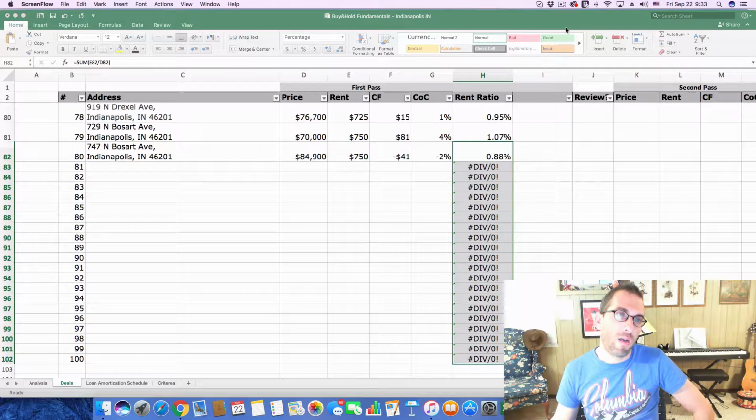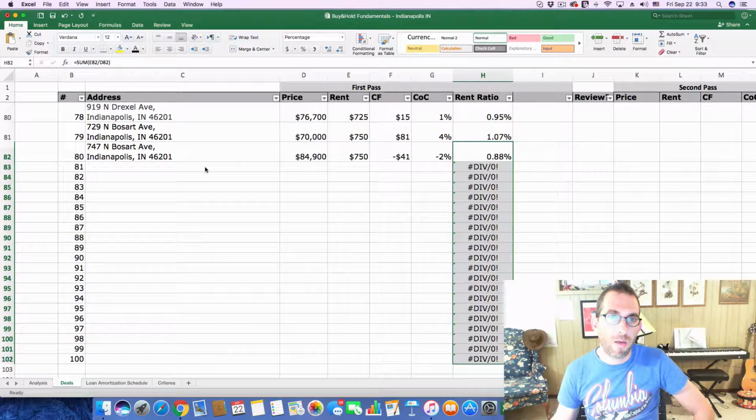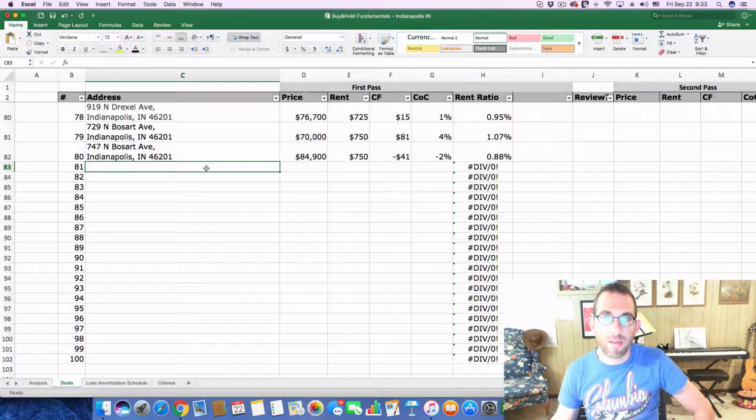Last of the week on Indianapolis, we're going to look at another 20 single family rental properties, doing a simple initial analysis.